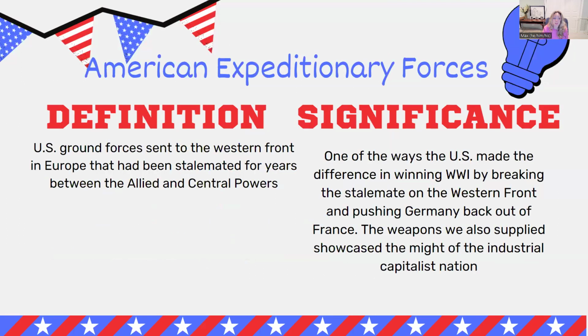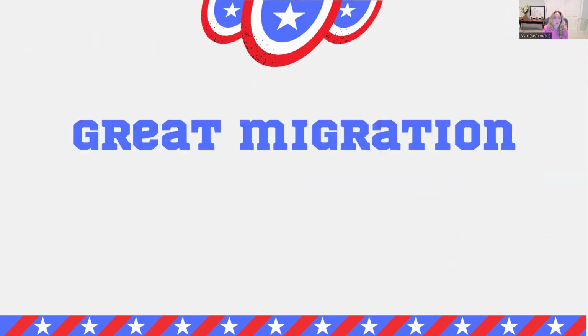American Expeditionary Forces, U.S. ground forces sent to the Western Front in Europe during World War I that had been stalemated for years between the Allied and Central Powers. One of the ways that the United States had made the difference in winning World War I by breaking through that stalemate and pushing the Germans back out of the Western Front, out of France. So again, this is how we made the difference on land. At sea was like the convoy system. The weapons supplied in this case also showcased the might of going up against an industrial capitalist nation.